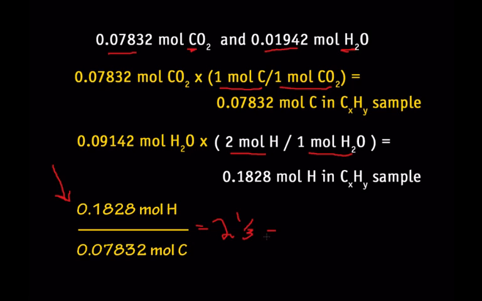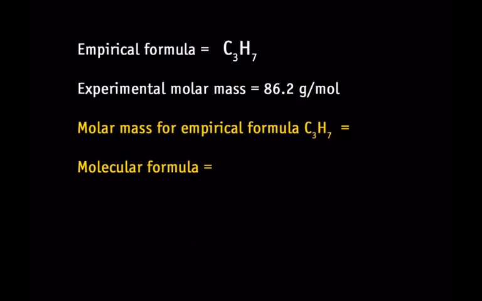which means that there are 7 hydrogens for every 3 carbons. That's the empirical formula of the compound. We now know it's C3H7. We're almost there. We only need one more step to solve for the molecular formula. Our problem is nearly solved.